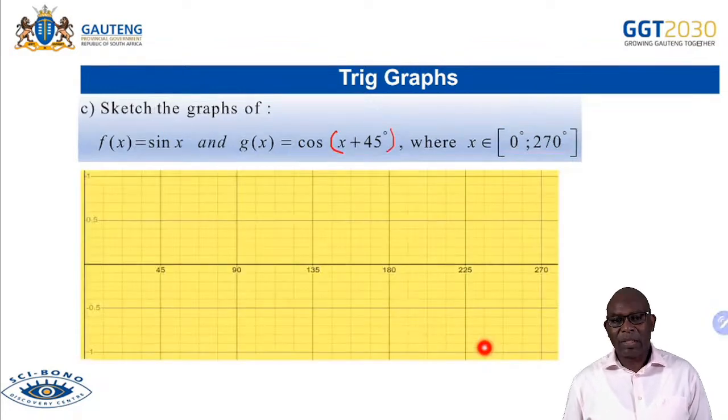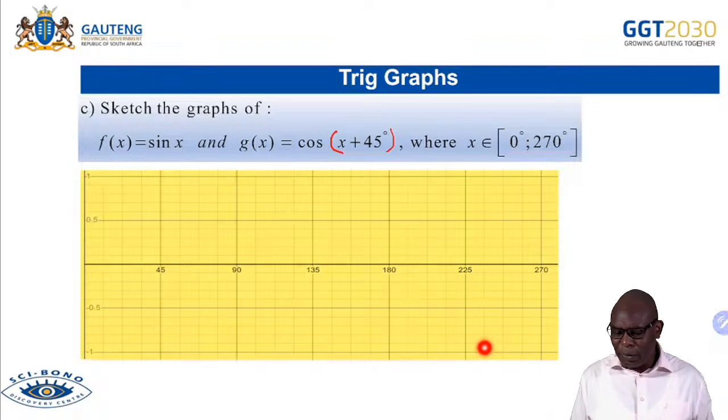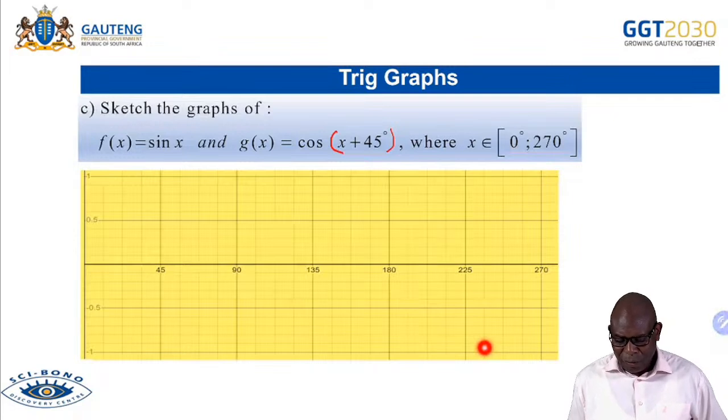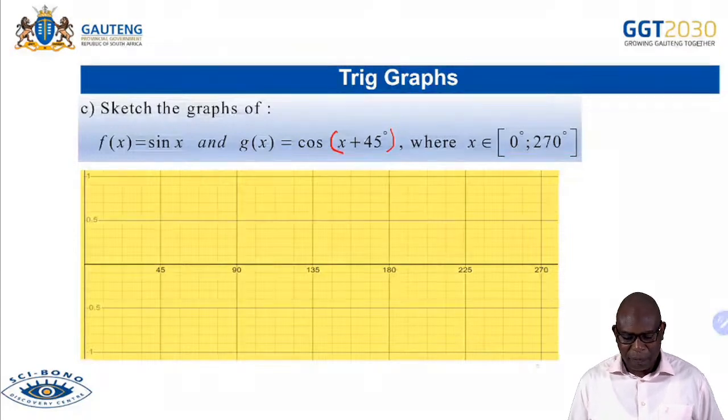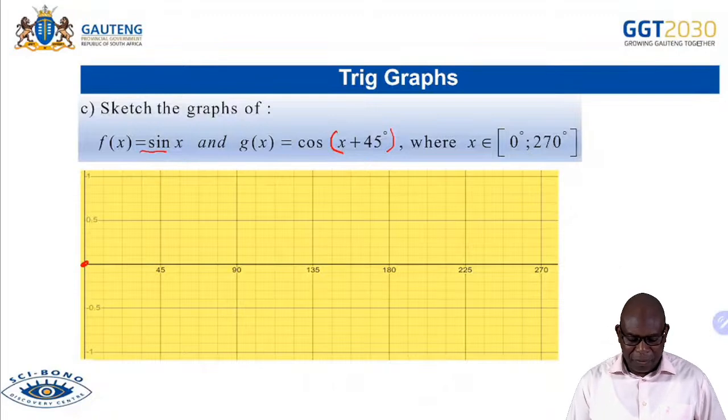Now, sketching these graphs. Please use a calculator. The values there are given, so there's no problem with it. I can use my calculator. Say for instance, I want to start with the first one, which will be quite easy. Sine of 0 will be 0. Sine of 45 will be 0.707, I think. So it will be somewhere around there.